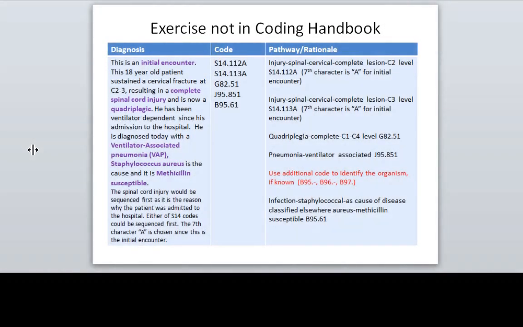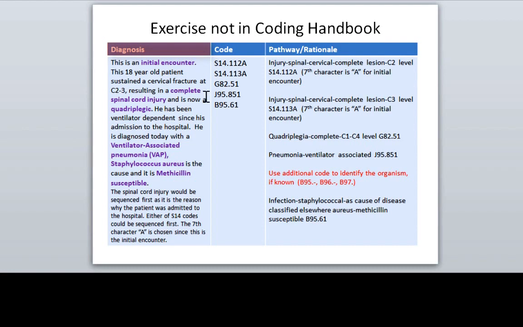Here's a longer one, but I think it's important, as I said, that we get used to reading longer ones. I have highlighted in purple. You can't highlight on a PowerPoint, so what I've had to resort to is the purple font, which I've bolded, to help you see the things that we need to be mindful of as we start to code this. The initial encounter will be important. That will be our 7th character for any S or T codes. And not just S or T, but primarily S or T.